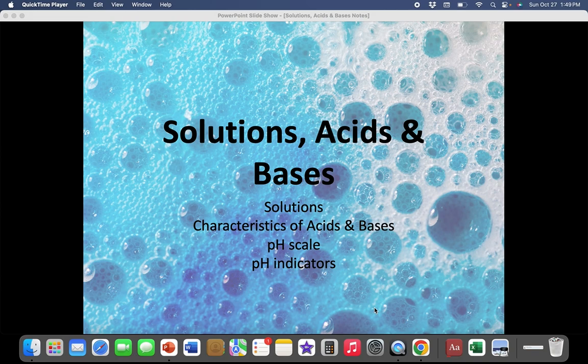If you've got your notes handouts, remember these ones look like a little booklet. They're solutions, acids, and bases notes. Get those ready and out and ready to go here.